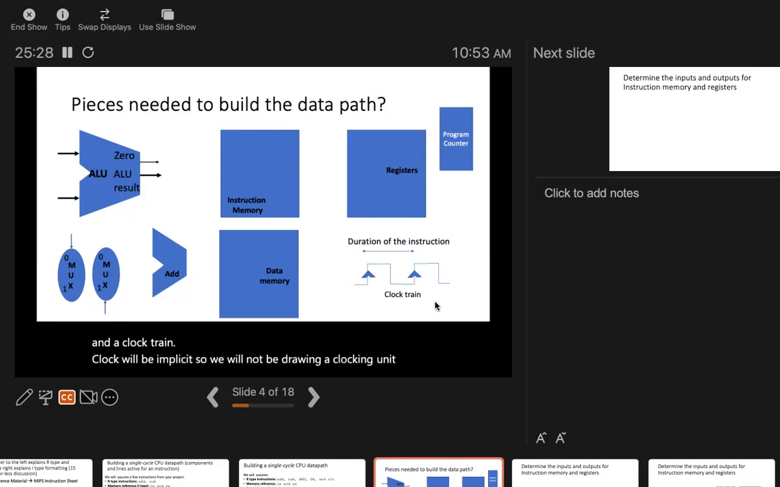Because that's more the job of computer engineers who are dealing with clocking circuits. So we are not going to worry about that. We are actively going to be using the ALU, adder, data memory, instruction memory, registers, and counter.